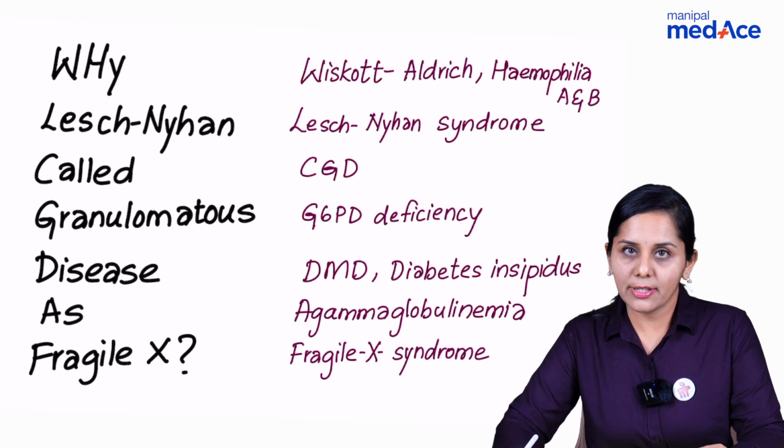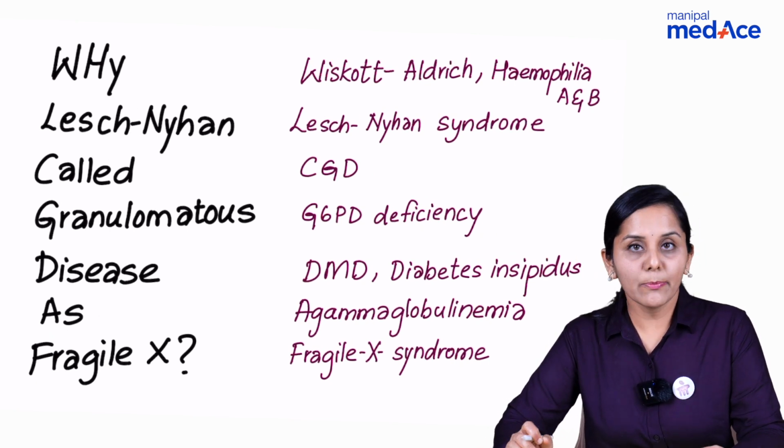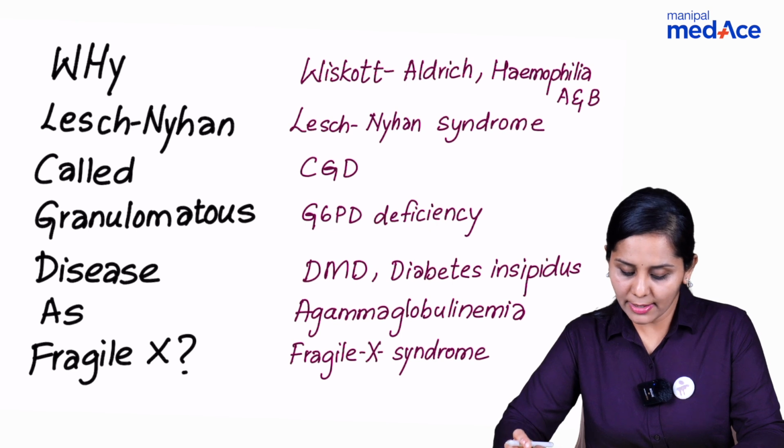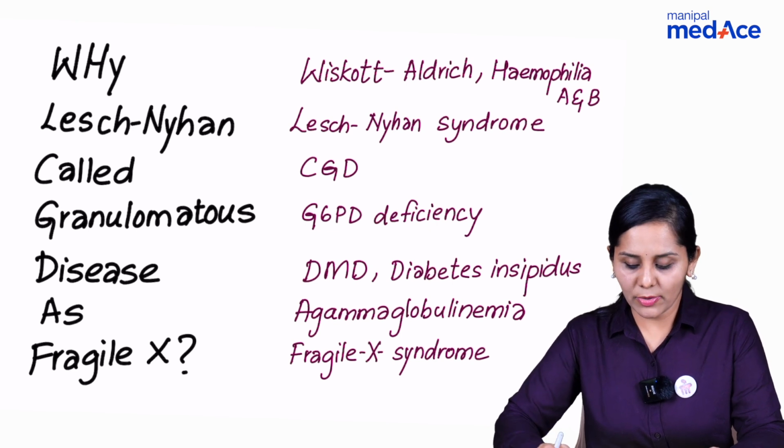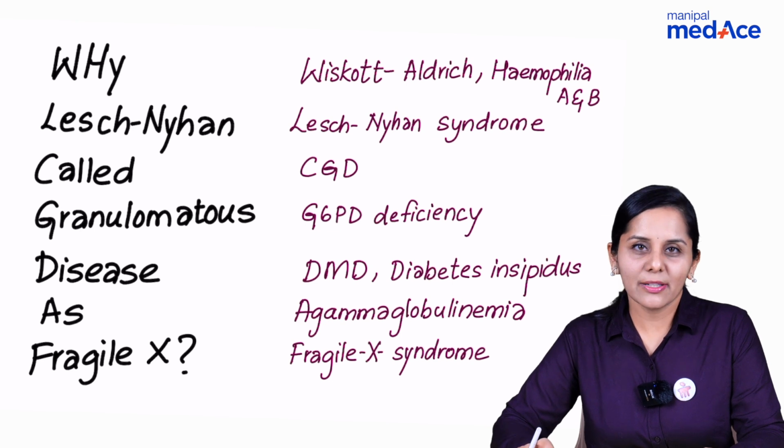For X-linked recessive, which is expressed in men but females are usually carriers, the most useful mnemonic here is "Why Lesch-Nyhan, chronic granulomatous disease, Fragile X." Remember this useful mnemonic. For X-linked dominant, we have limited diseases like vitamin D resistant rickets, Rett syndrome, and Alport syndrome.